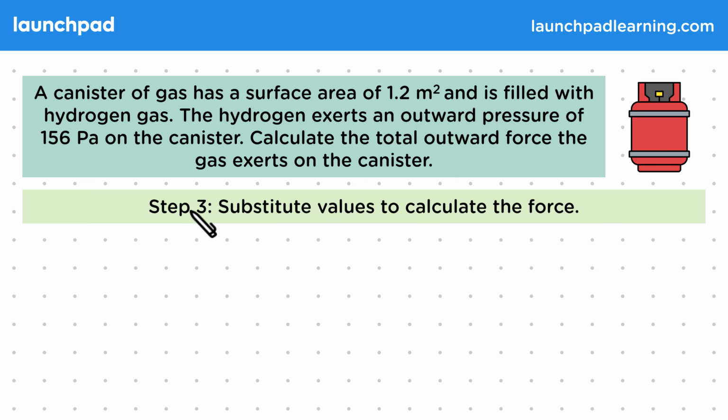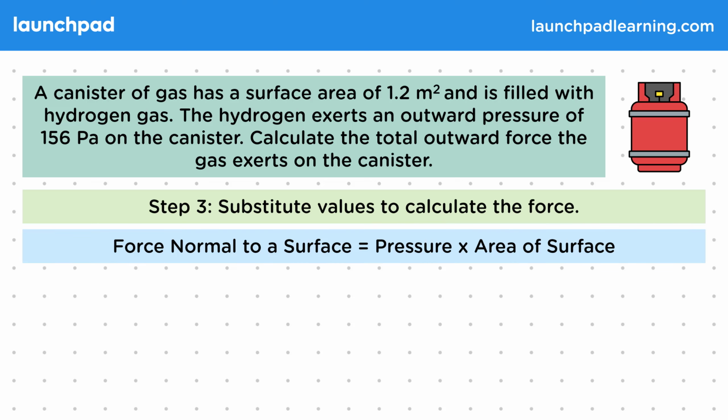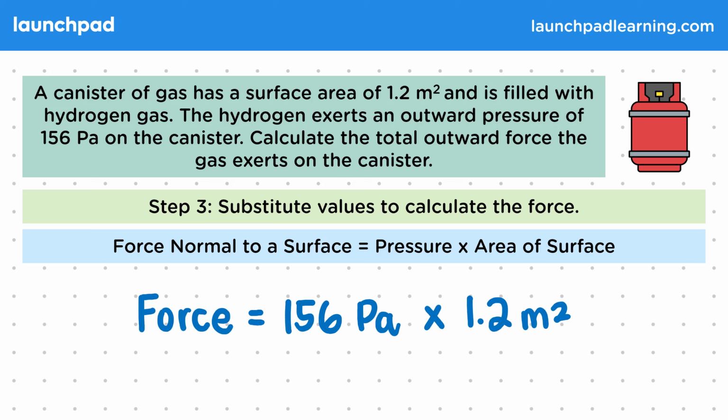Then for step 3, let's substitute the values to calculate the force. So here, all we've done is flip the equation we found in the previous step, so the force normal to a surface is equal to the pressure multiplied by the area of the surface. So the force is equal to 156 pascals multiplied by 1.2 meters squared. So the force is equal to 187.2 newtons.